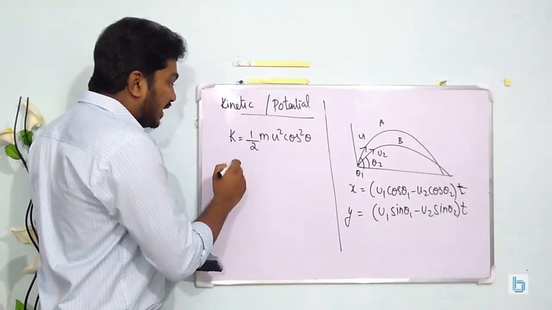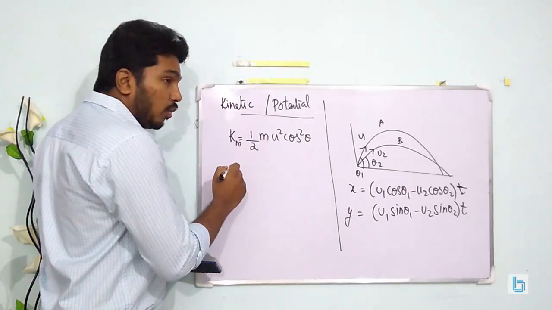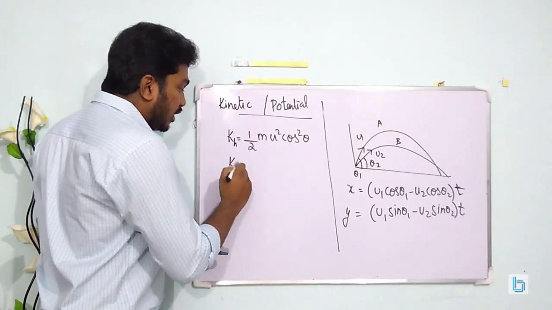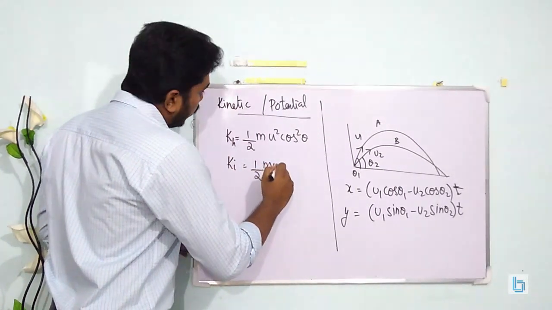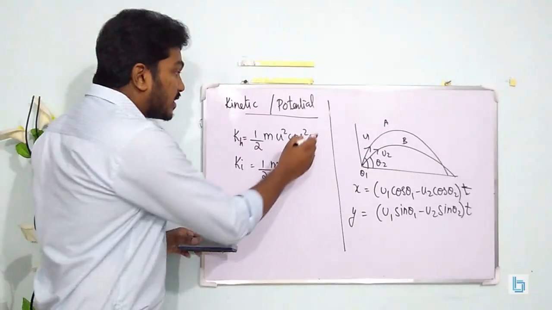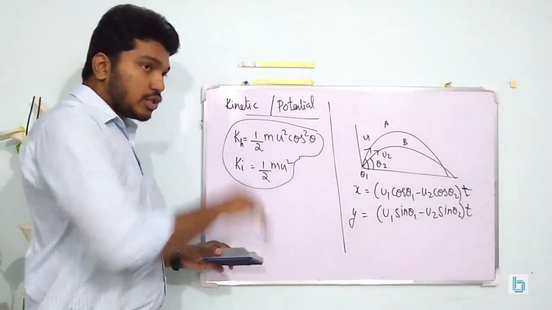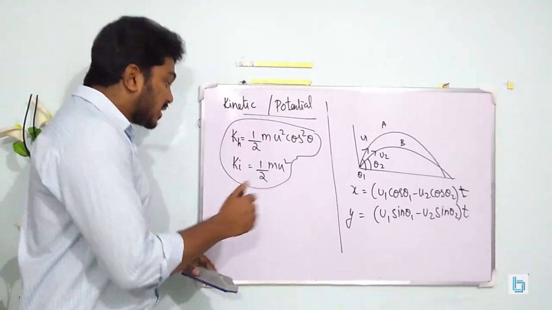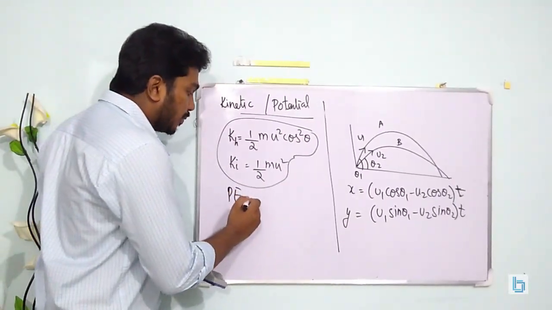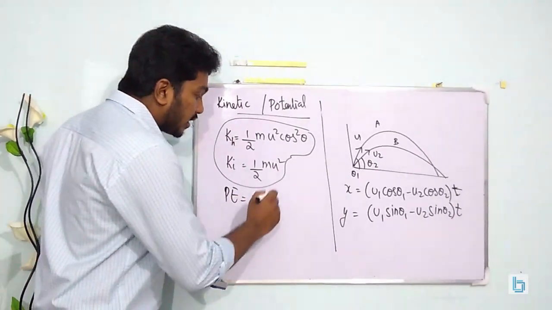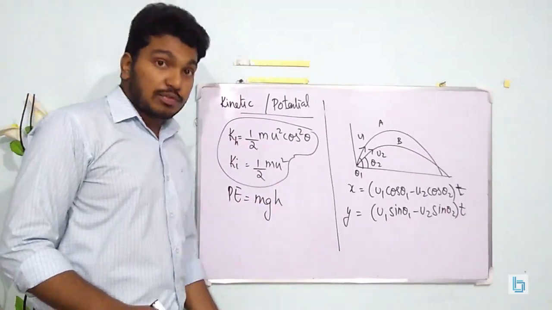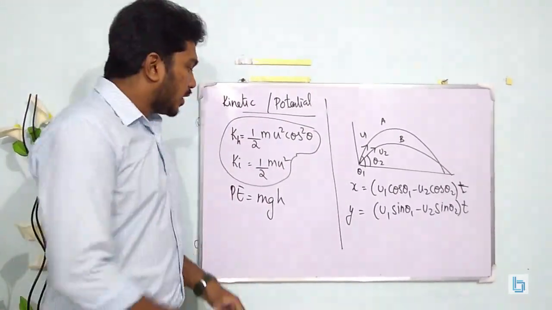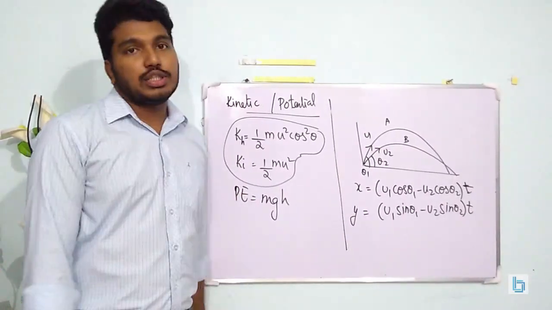Fine. And what about the initial kinetic energy? Initial kinetic energy will be simply half m u square. So sometimes a question can come asking you to compare these two, and theta will be given there. You'll have to compare and find the answer. And at the maximum height, we can find the potential energy also: mgh, where h is h max. What is the equation for h max? u square sine square theta by 2g. Substituting the value, you can get the potential energy also.